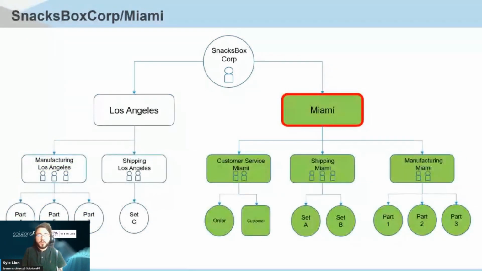So if we change the use case now and we want to give a user complete access to all data within the Miami site specifically, we can assign them the location SnacksBoxCorp/Miami. And again, they'll get access to that asset and all the children assets underneath. So that goes down to the departments and down to the individual cells.